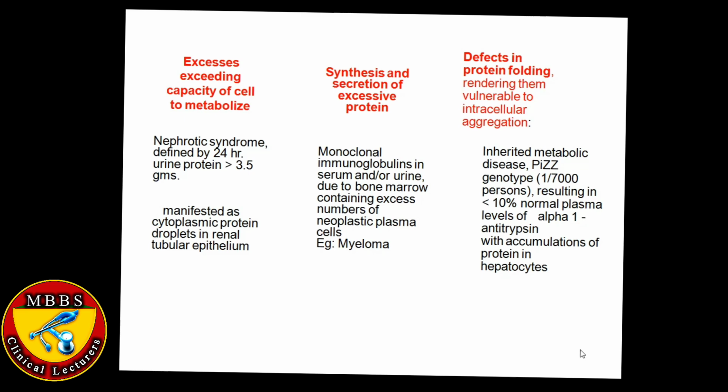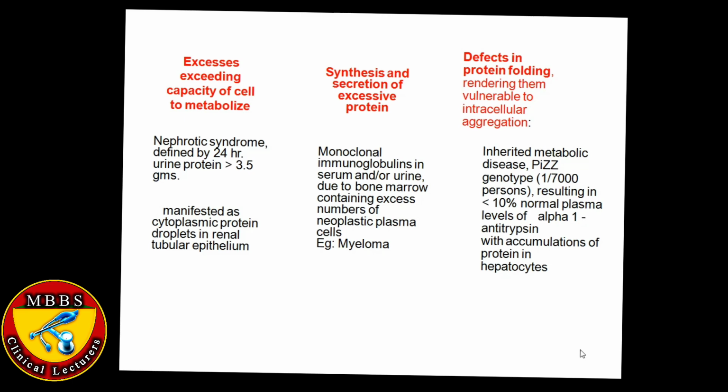This is manifested as cytoplasmic protein droplets in the renal tubular epithelium. So protein gets deposited in the renal tubules as cytoplasmic droplets. When we talk about the synthesis and secretion of excessive protein, there is monoclonal immunoglobulin in serum or urine due to bone marrow containing an excess number of neoplastic plasma cells. This is a neoplasm of the plasma cell which secretes a lot of immunoglobulin, and that usually occurs in multiple myeloma.